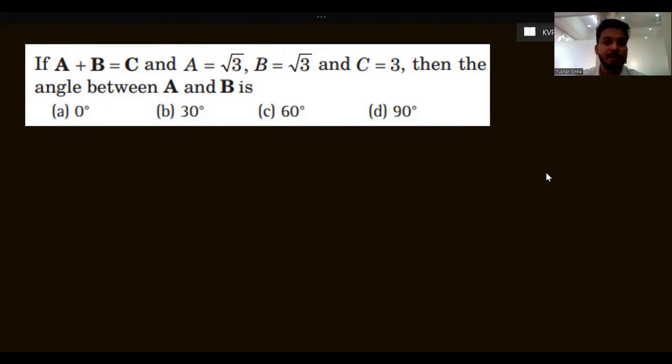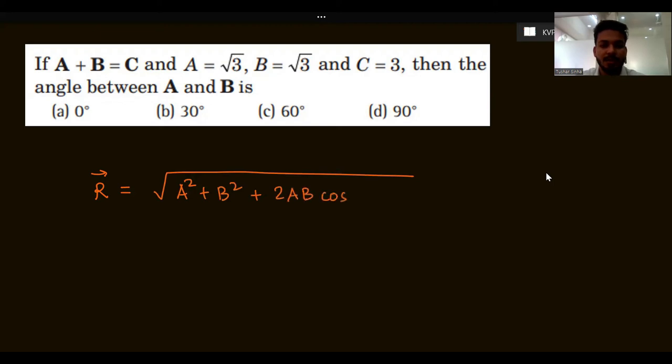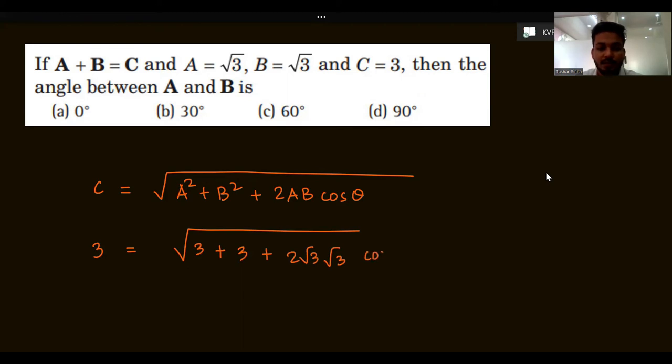So we'll use the simple parallelogram law. R is under root A square plus B square plus twice AB cos theta. And in this, our resultant is C. So I'll plug in all the values. C is going to be 3, A square is going to be 3, B square is going to be 3, 2 times under root of 3 multiplied by under root of 3 and cos of theta.